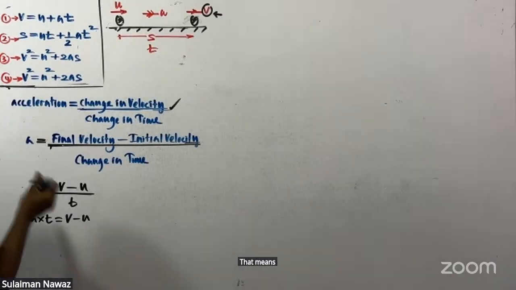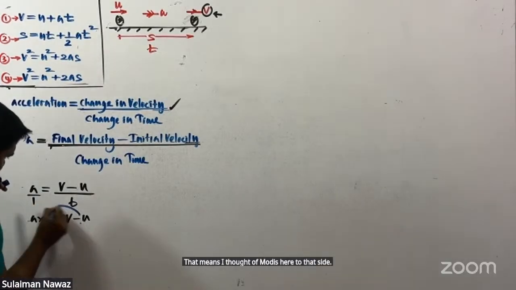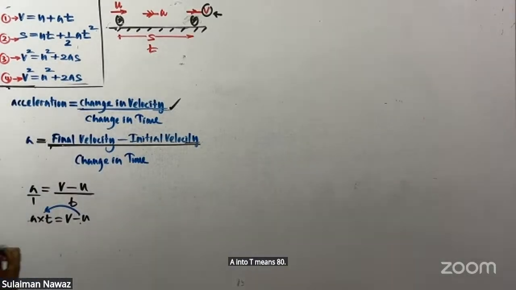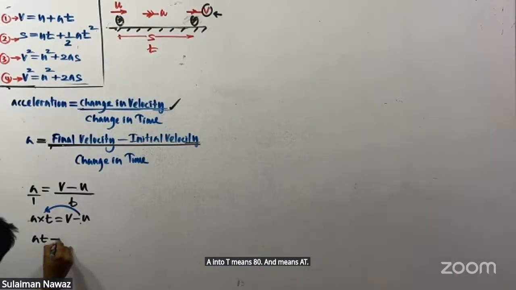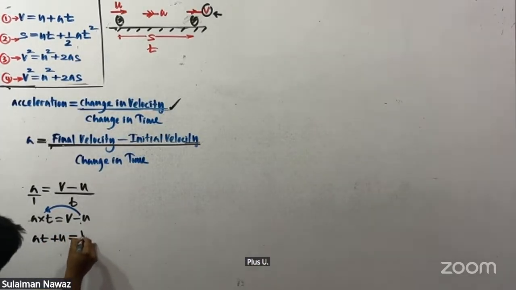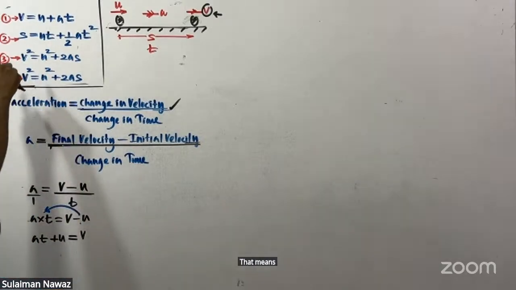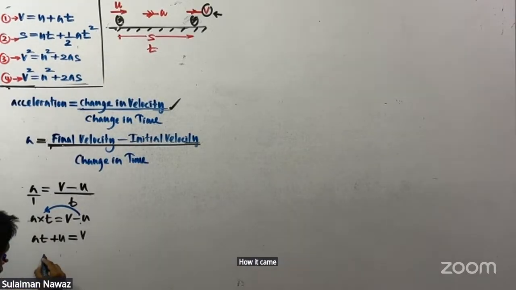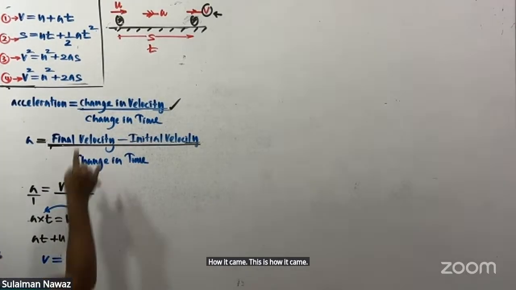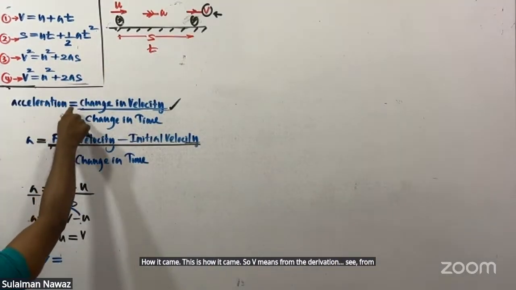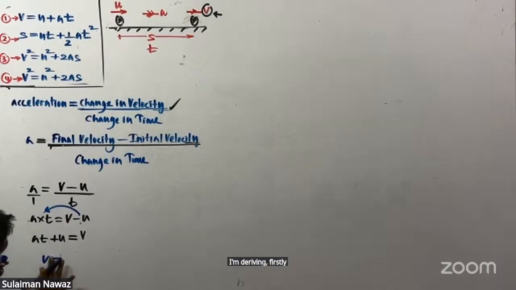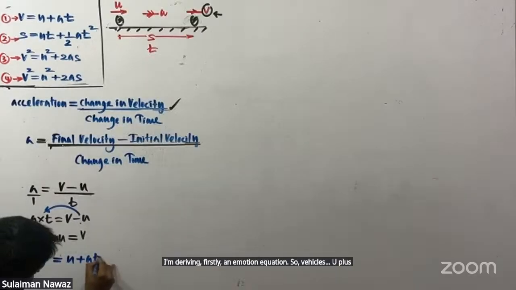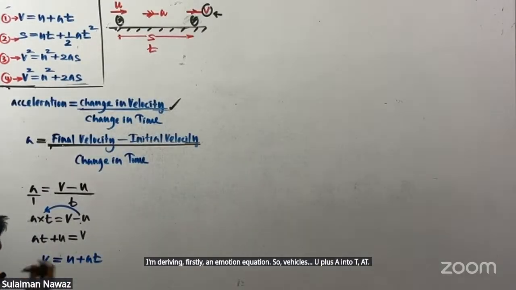Since I want v as the subject, I move u to the other side. Minus u becomes plus u. a into t is at. So at plus u equals v. That means v equals u plus at, the first linear motion equation. See how it came. From the acceleration definition, I derived the first linear motion equation: v equals u plus a into t.